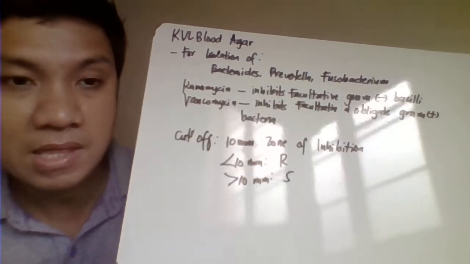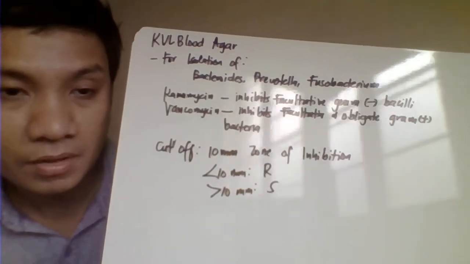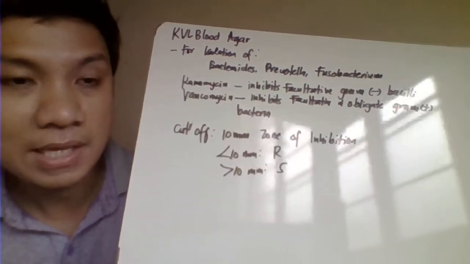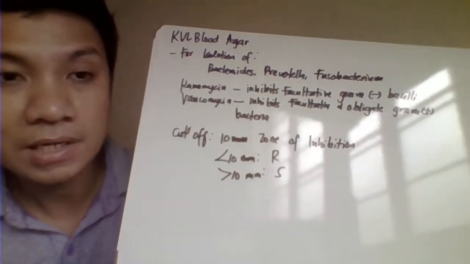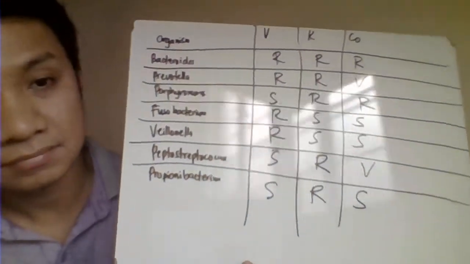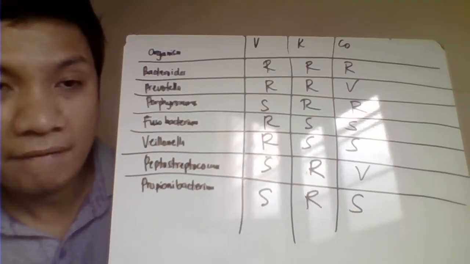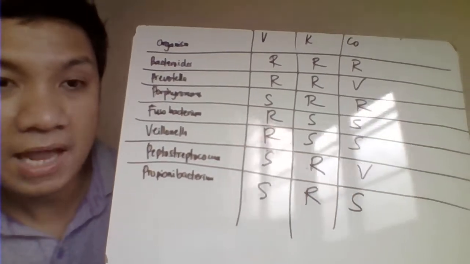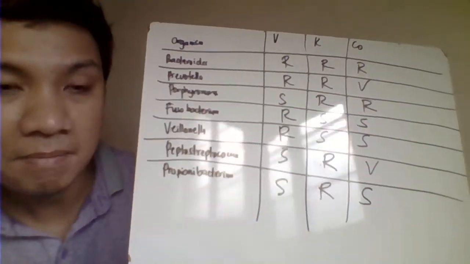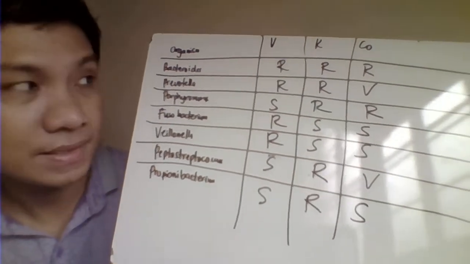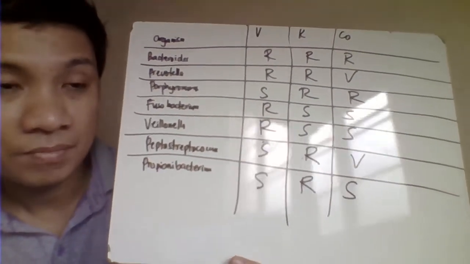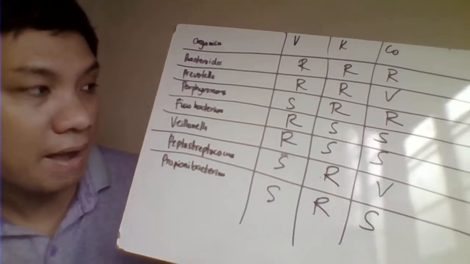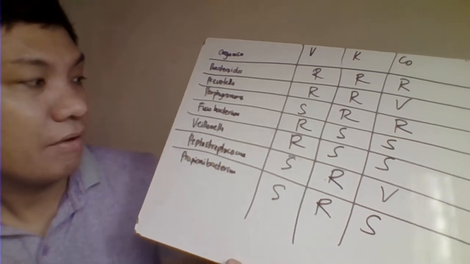Our cutoff when performing the antimicrobial susceptibility testing is 10 mm. If the zone of inhibition is less than 10 mm, we consider it resistant. If the result is more than 10 mm diameter zone of inhibition, we consider it susceptible. As a summary, Bacteroides is resistant to vancomycin, kanamycin, and colistin. Prevotella is resistant to vancomycin and kanamycin, with a variable result for colistin. Porphyromonas is susceptible to vancomycin, but resistant to both kanamycin and colistin. The same result with Veillonella, and the same with Fusobacterium.